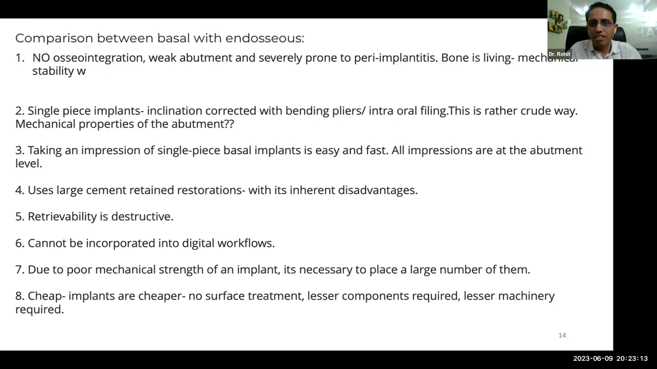So I don't think there is any reason for us to believe that osseointegration is a science that can be discarded and replaced by something like a quick fix solution like a basal implant. So no evidence, not recommended. Please, I think we can go to the next one.